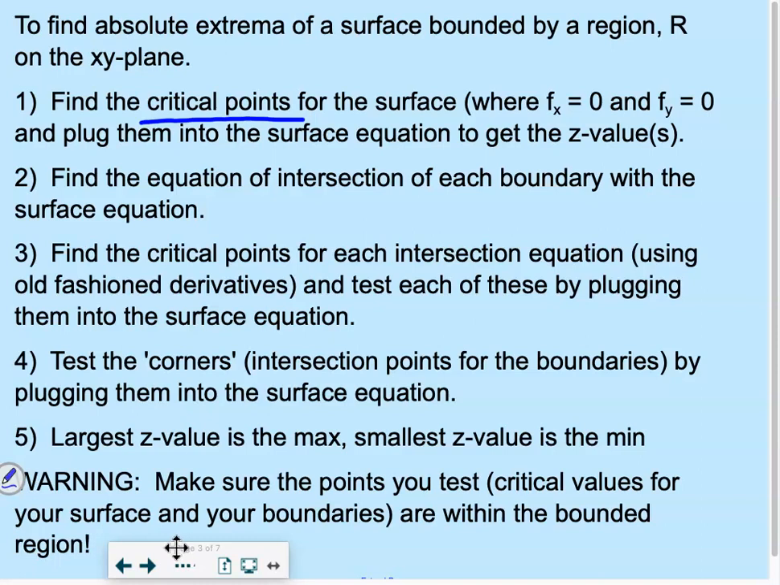So next you're finding the critical points for your boundaries. I just want to call them critical points for the boundaries. So critical points for the boundaries. And then you test these by plugging them into the surface equation.